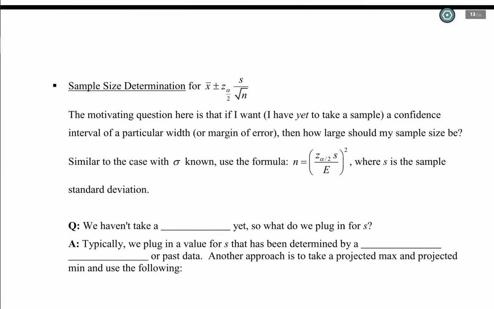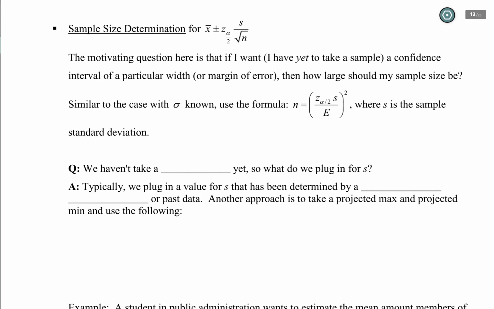Okay, continuing on here, we have this situation. Again, we've seen this sort of thing before, a sample size determination. The motivating question here is I want to take a sample. I have yet to take a sample, and I want a confidence interval of a particular width. How large should my sample size be? Similar to what we saw before, we're going to have this sort of thing. Z times S over E quantity squared would give me the sample size.